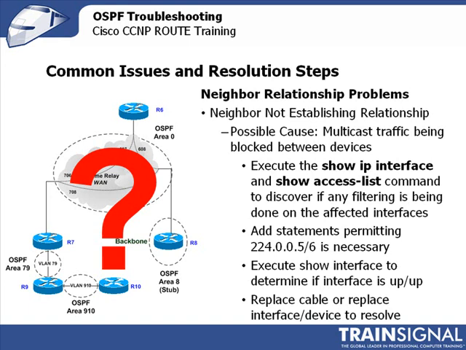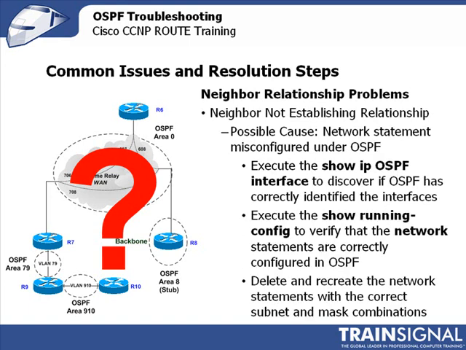But that'll be something that'll be necessary for neighbor relationships to form across that particular interface. Another thing that can cause a failure in neighbor relationship formation is the network statement is misconfigured. The easiest way to check that is do show IP OSPF from the command line and make certain that all the interfaces that you want to be identified with the process are in fact listed. If one is missing, then for some reason something's been misconfigured, then you can execute the show running configuration command to verify that the network statements are correct.